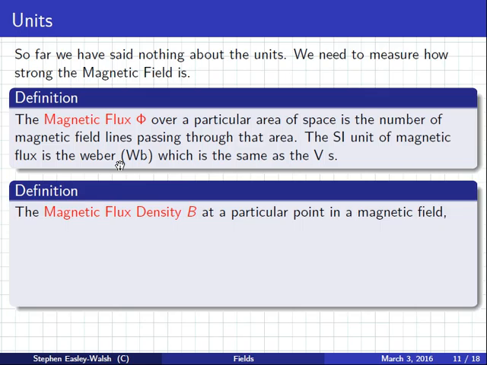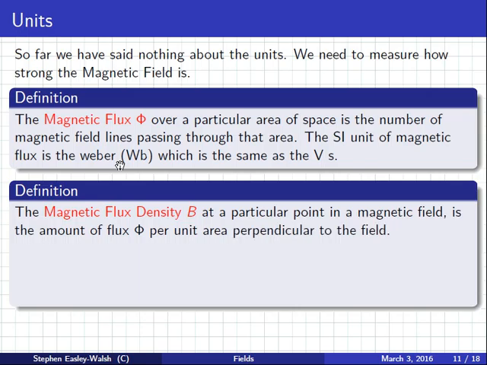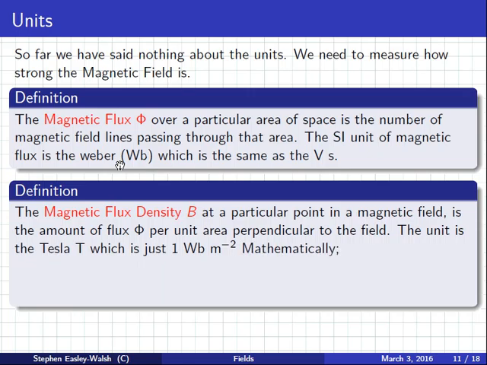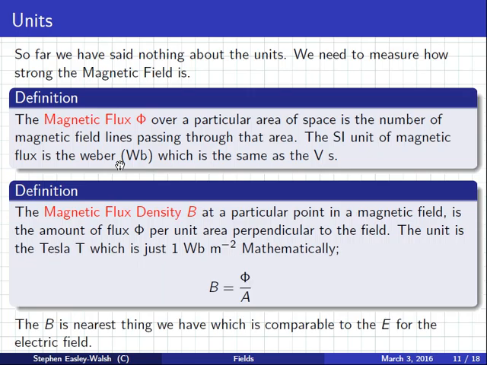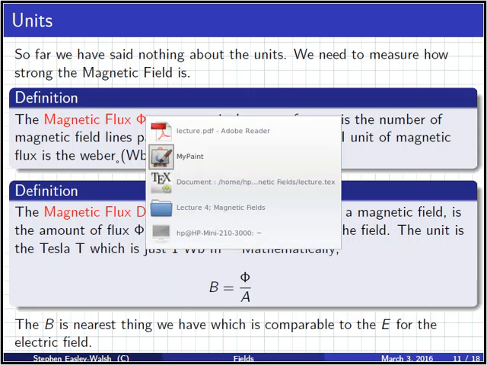Magnetic flux density at a particular point in a magnetic field is the amount of flux per unit area perpendicular to the field. The unit is the Tesla, which is just 1 Weber per meter squared. So as a formula, it's flux divided by area. So it's nearly the same.